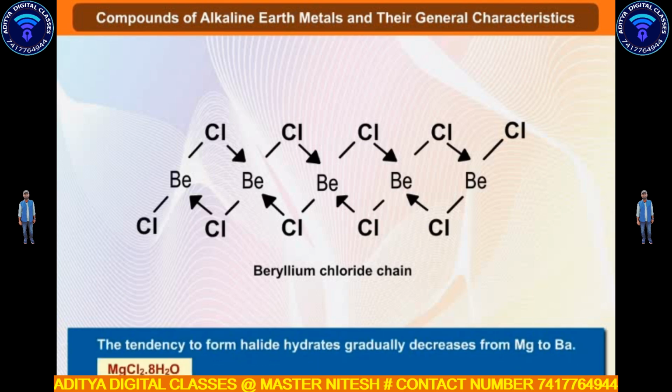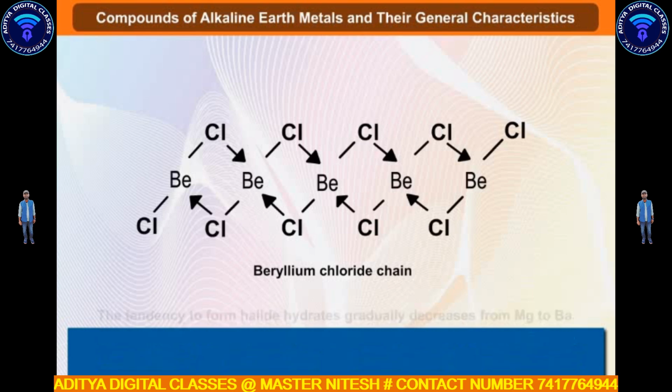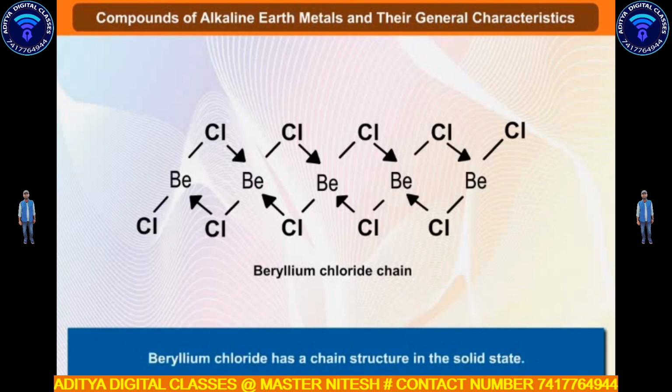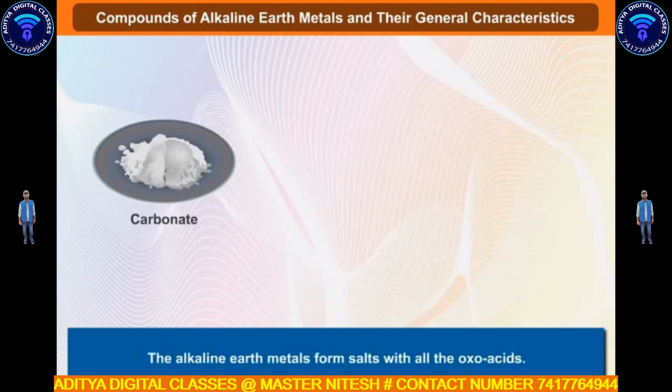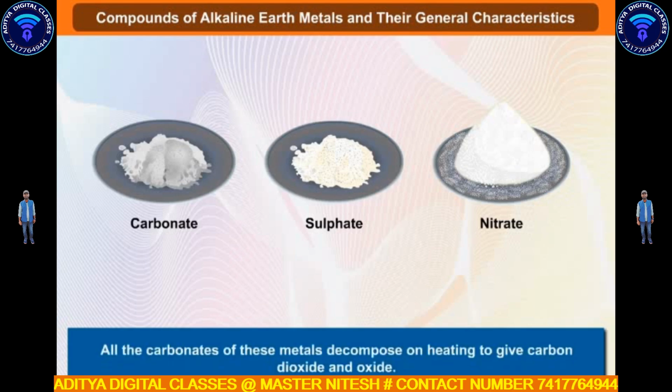The tendency to form halide hydrates gradually decreases from magnesium to barium. Beryllium chloride has a chain structure in the solid state. The alkaline earth metals form salts with all the oxoacids. Carbonates of alkaline earth metals are insoluble in water. All the carbonates of these metals decompose on heating to give carbon dioxide and oxide.